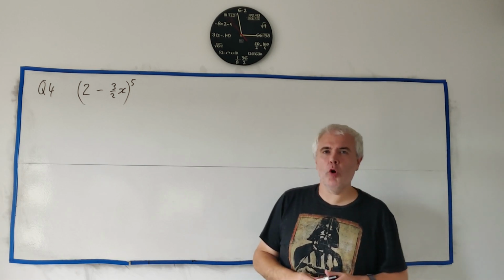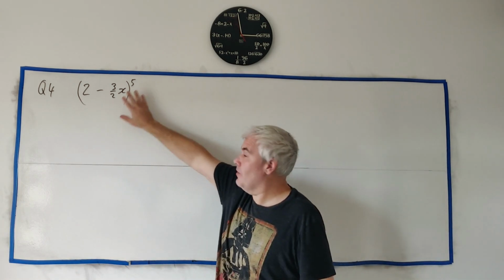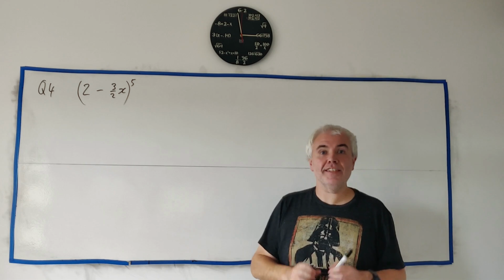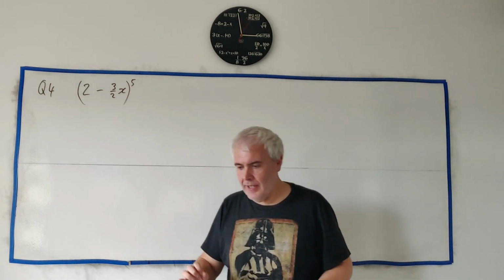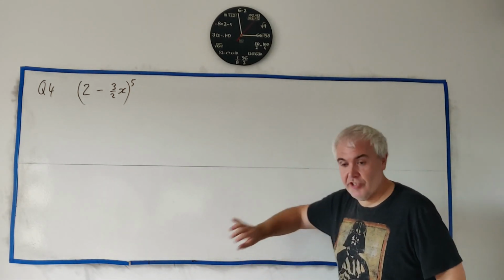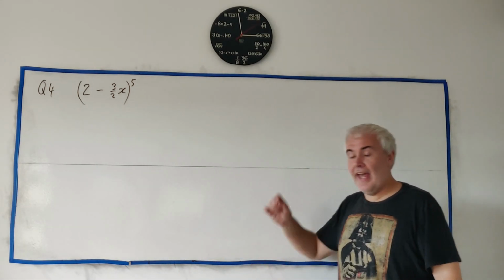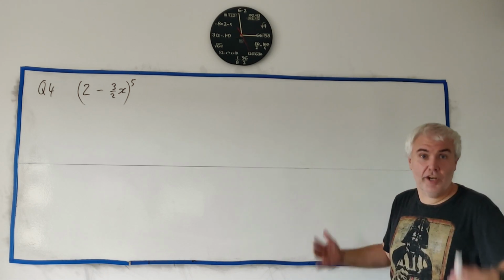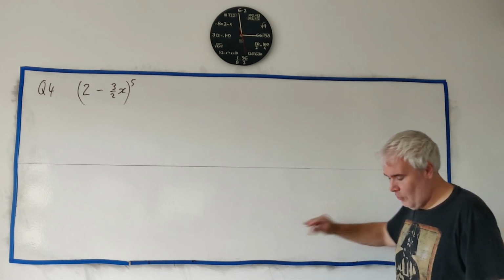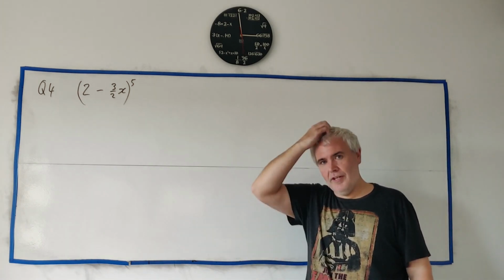In question 4, we're given this expression here to the power of 5 and we're asked to expand it out into ascending powers of x. That means x to the power 0, the lowest power of x, to the power 1, x to the power 2, and that's 3 terms they wanted. So x to the power 0, x to the power 1, x to the power 2. That's what we want here.